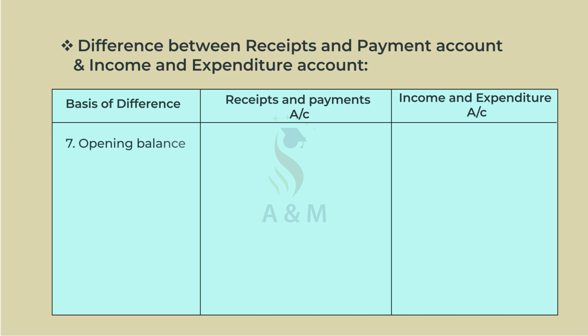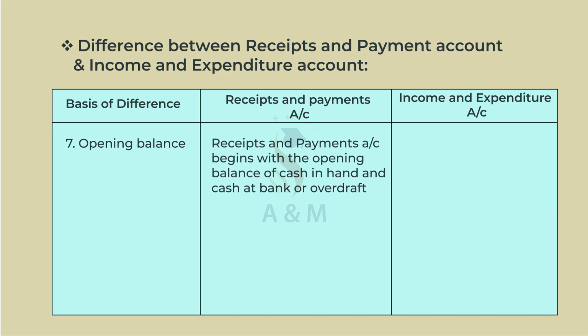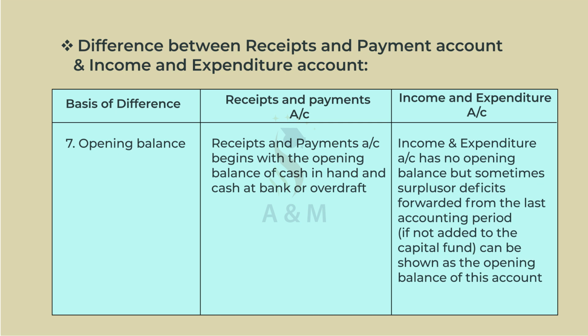Seventh, based on opening balance. Receipts and payments account begins with the opening balance of cash in hand and cash at bank or overdraft, whereas income and expenditure account has no opening balance but sometimes surplus or deficit forwarded from the last accounting period, if not added to the capital fund, can be shown as the opening balance of this account.